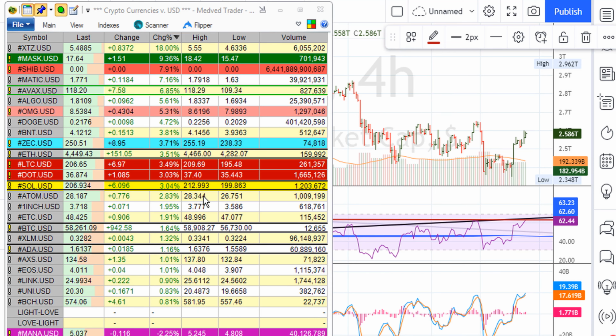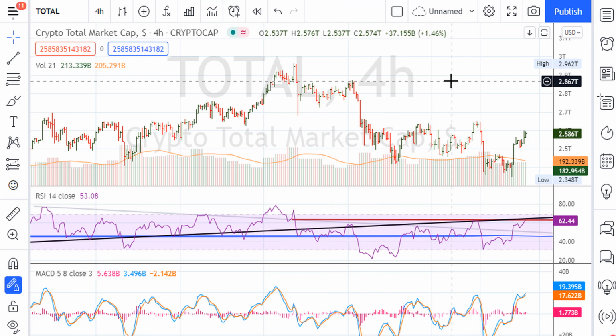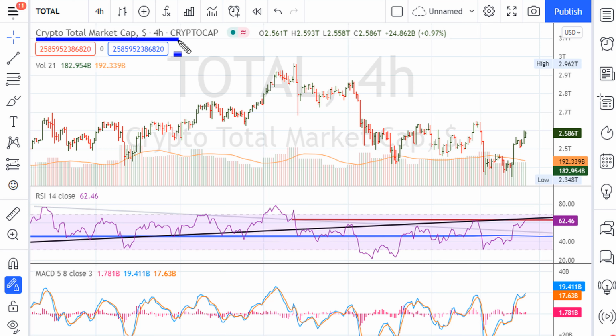Now, usually a good area to go long or short is going to coincide with other instruments. For example, if you take a quick look at where BTC is trading at, 58,263, take a look at Ethereum, which is trading at 4449. And now consider the total crypto market chart. This is the total market cap for the cryptos as furnished by tradingview.com. Again, this is the 4-hourly chart, and we are using RSI 14 on this chart.